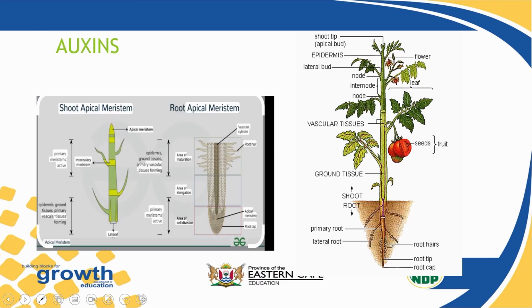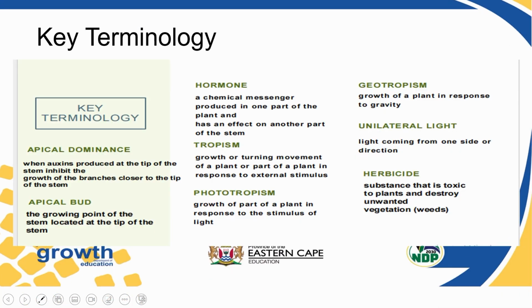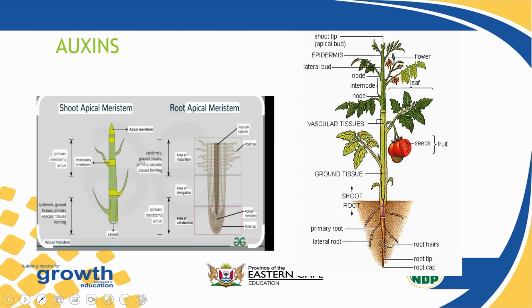So if auxins are concentrated at the tip, then they will cause growth in this area and will cause growth of this plant in a vertical position. So as the plant grows upwards, the length grows more than the lateral sides. Then we refer to that as apical dominance. So the learners need to understand that. Learners need also to know the apical bud, because apical buds are the areas where the auxins are normally concentrated.